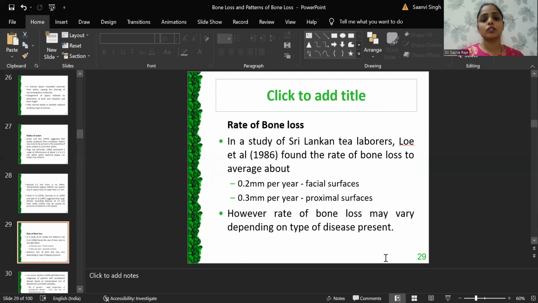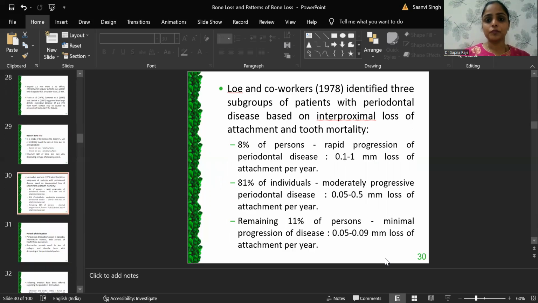Rate of bone loss: 0.2 millimeter per year on facial surfaces, 0.3 millimeter per year on proximal surfaces. 8% of persons have rapid progression of periodontal disease, that is 0.1 to 1 millimeter loss of attachment per year. 81% of individuals have moderately progressive periodontal disease, 0.05 to 0.5 millimeter loss of attachment per year. The remaining 11% have minimal progression of the disease, 0.05 to 0.09 millimeter loss of attachment per year.